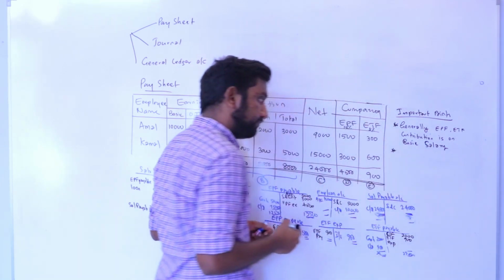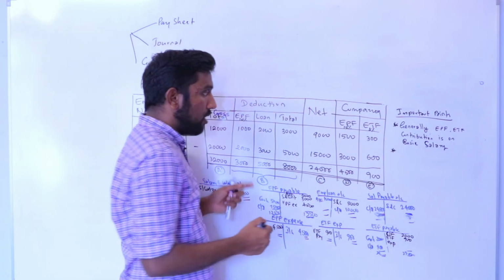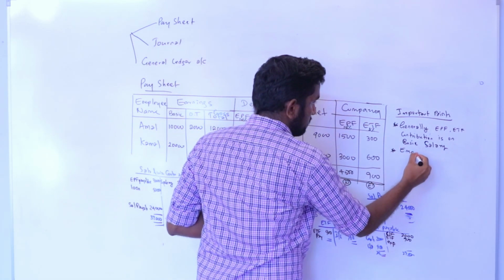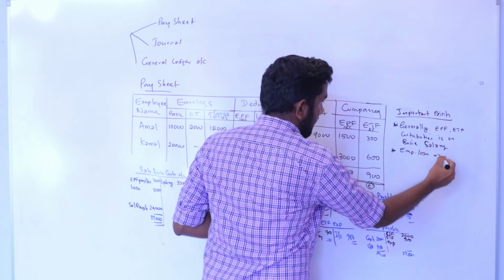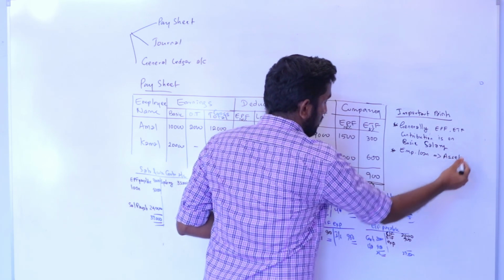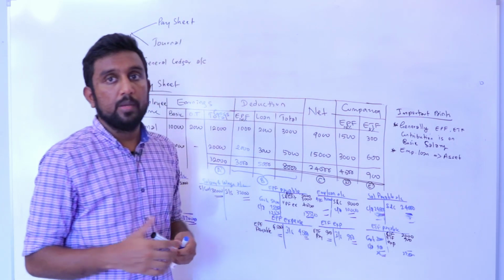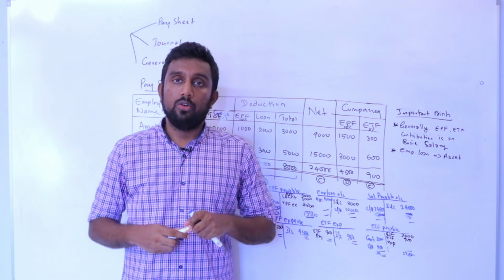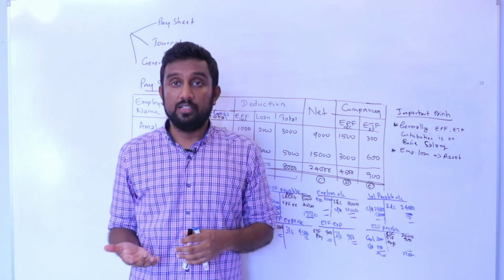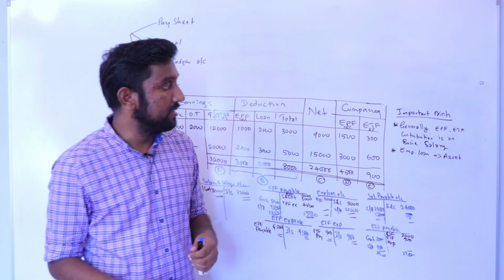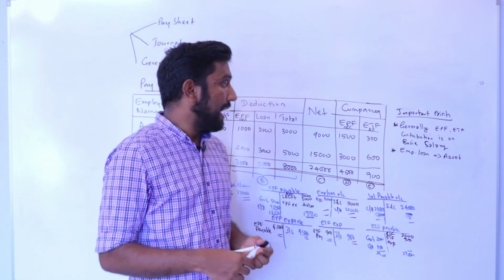Second point, employee loan account is an asset account. So if they give the balance, you have to put it on the debit side, and the contributed or deduction amount should be on the credit side. So we'll have a balance at the end of the month.